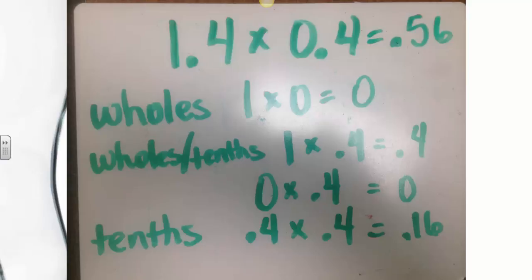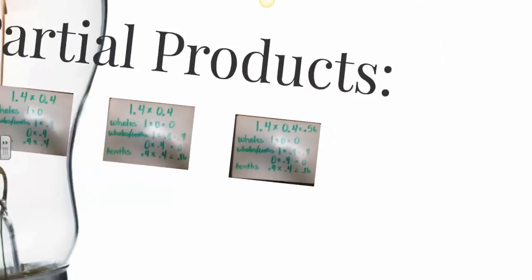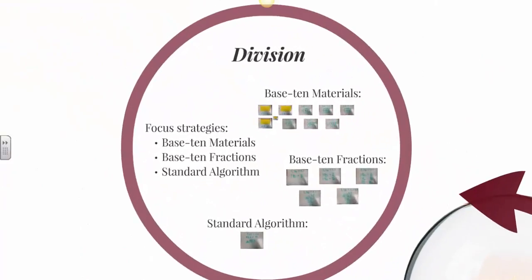The partial products are combined to find the product of 1 and 4/10 times 4/10. Keeping our thinking flexible, we will explore using base 10 materials to visually represent the division of decimals and how base 10 fractions help bridge the gap between fractional understanding and decimals.